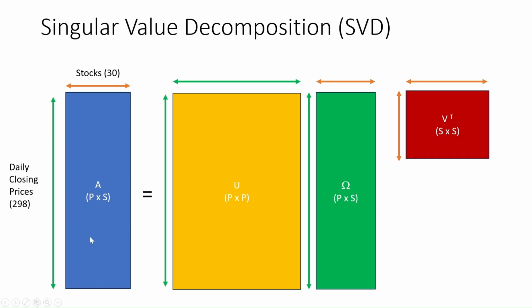And I've also listed down the matrix shapes here. My matrix A is obviously a non-square matrix because the number of rows is more than the number of columns. Let's say it's P by S. Because this is P by S, U will have a shape P by P, sigma will have a shape P by S, same as our original matrix, and V transpose will have a shape S by S. Such decomposition helps us understand the underlying data structure.